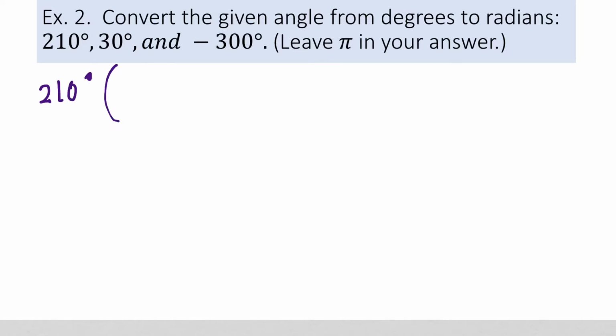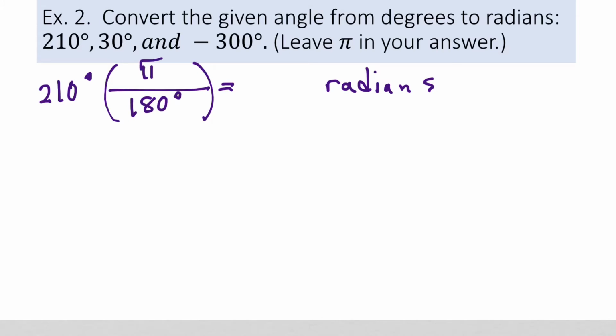And I have to figure out which way I want to write my conversion factor such that I end up with radians on the other side. So I want my degrees to cancel, so that means I'm going to put my 180 on the bottom and my pi on the top, such that when I multiply, my degrees are going to cancel out and I'll be left with radians.